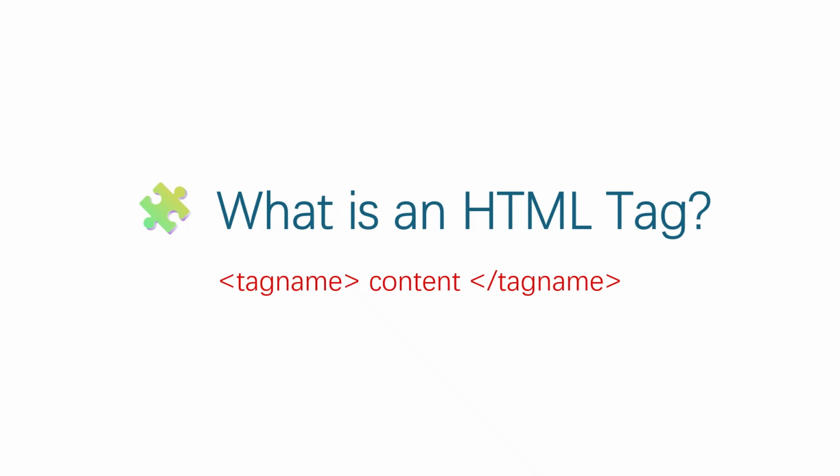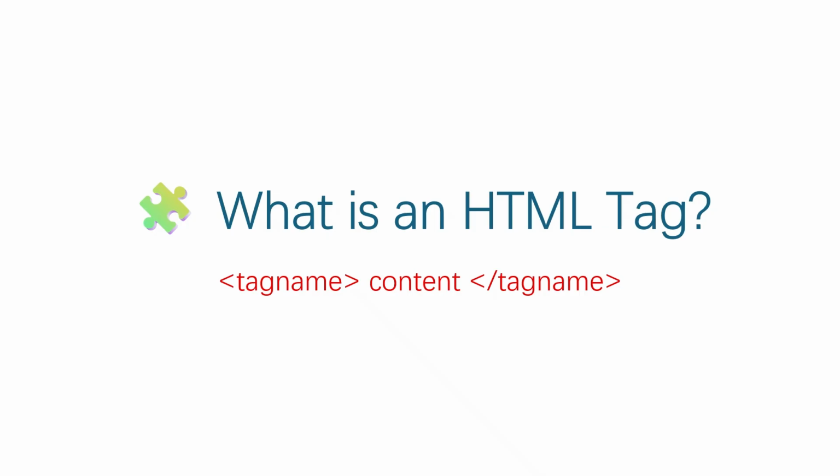For example, you might see something like a paragraph tag with text inside. The opening tag starts the element, the closing tag ends it, and the content is everything in between. Some tags don't need a closing tag. These are called self-closing tags. A common example is the image tag, which includes attributes like the image source and a description.